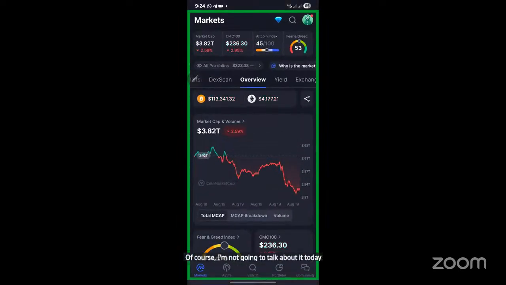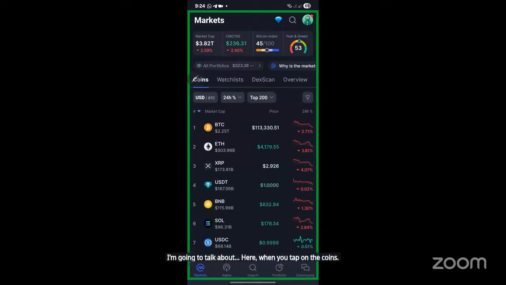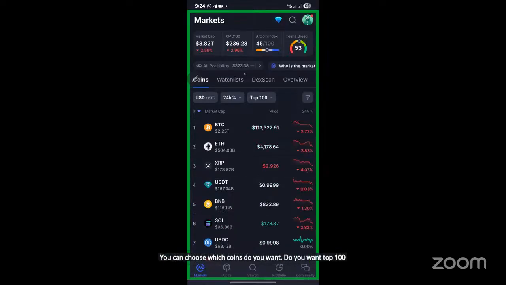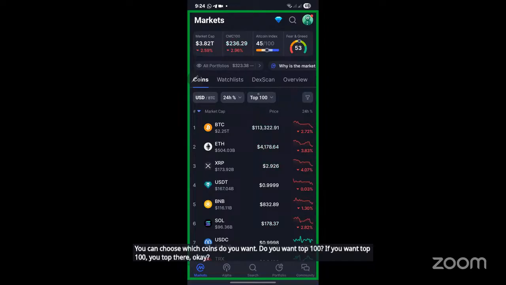And today, I'm going to talk about here. When you tap on the coins around here, you can go ahead and look at these coins by CoinMarketCap. When you tap here, you can choose which coins you want. Do you want the top 100? If you want the top 100, you tap there, and here it will show the top 100.